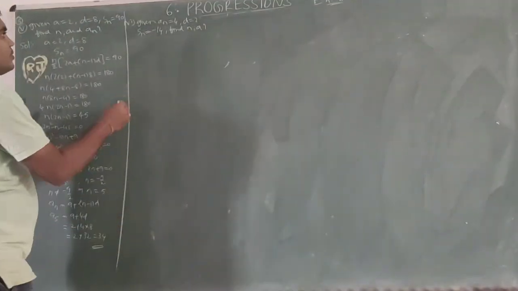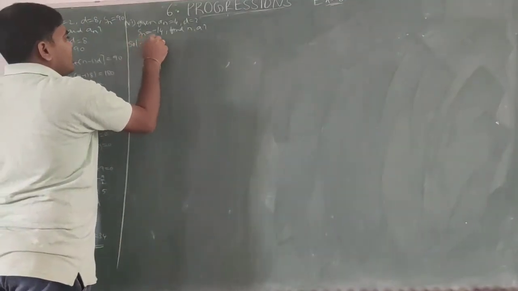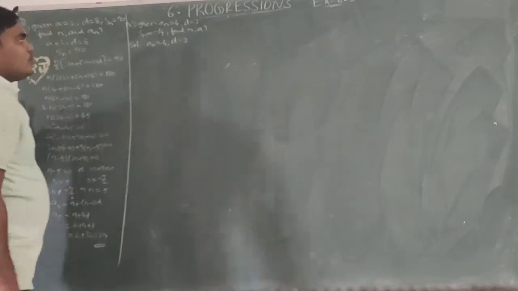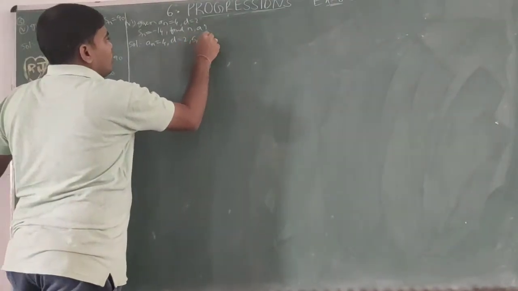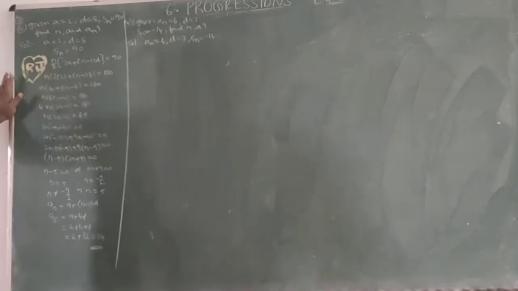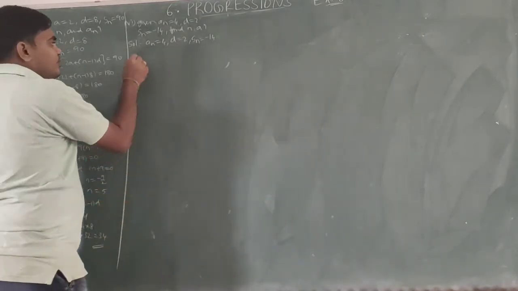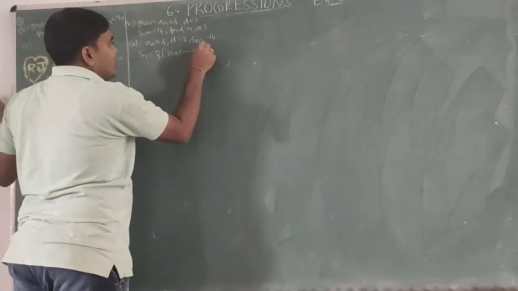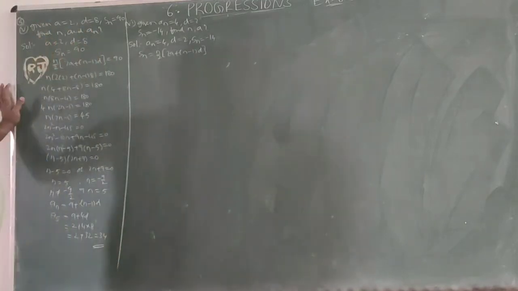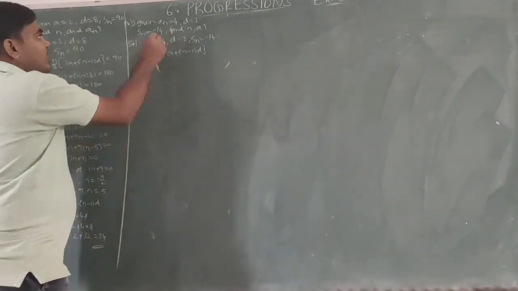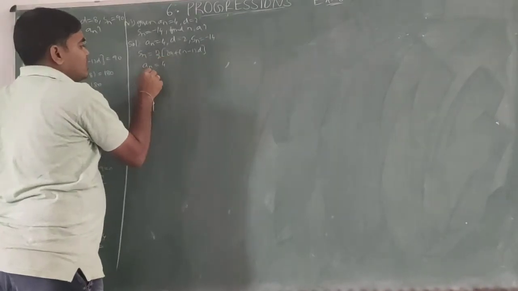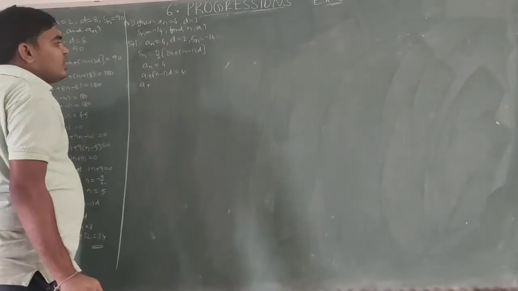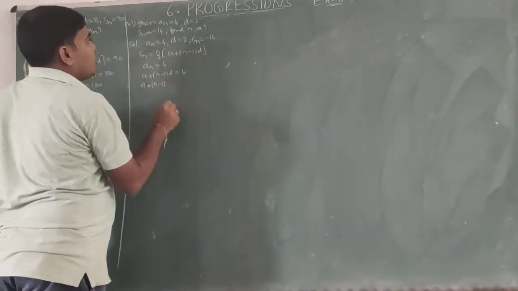Okay, solution. an equal to 4, d equal to 2, Sn equal to minus 14. So the Sn formula is n by 2 of 2a plus (n minus 1) of d. So this is the Sn formula. an equal to 4. So an is a plus (n minus 1) of d equal to 4.